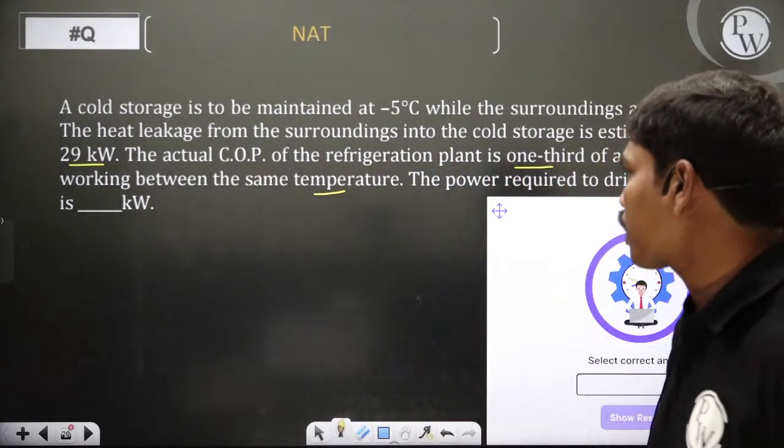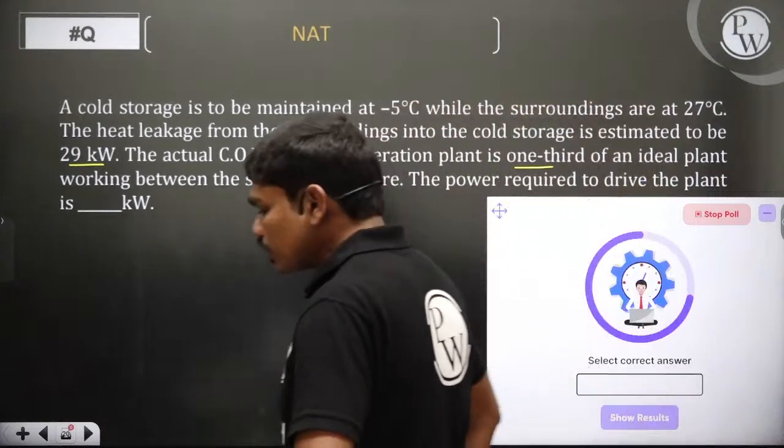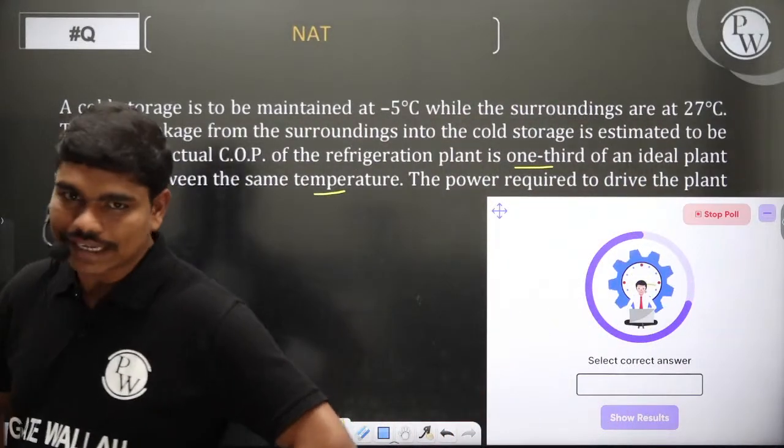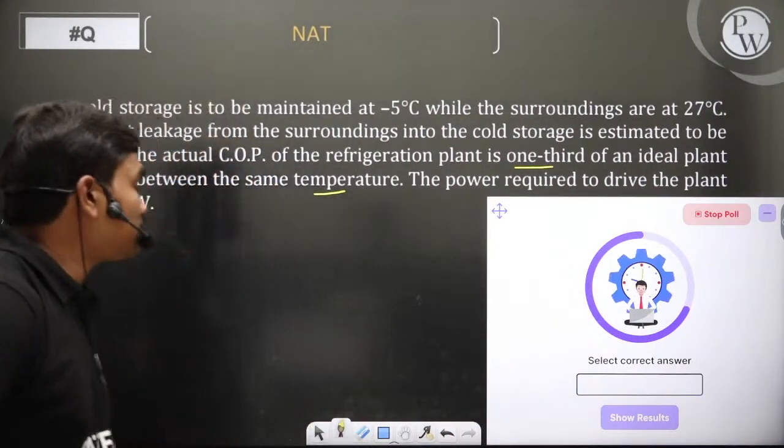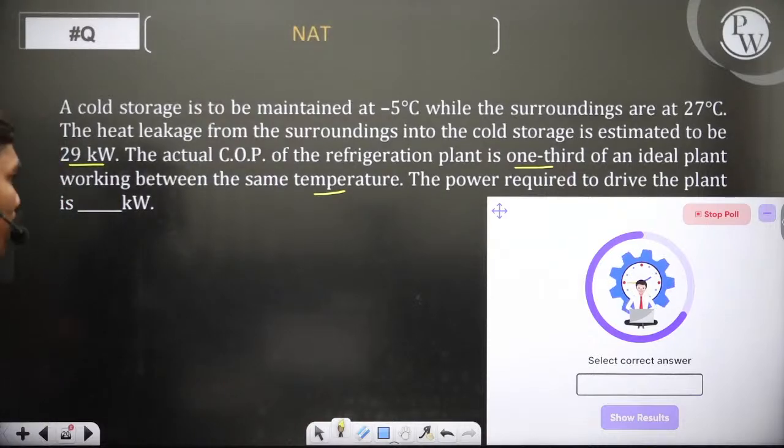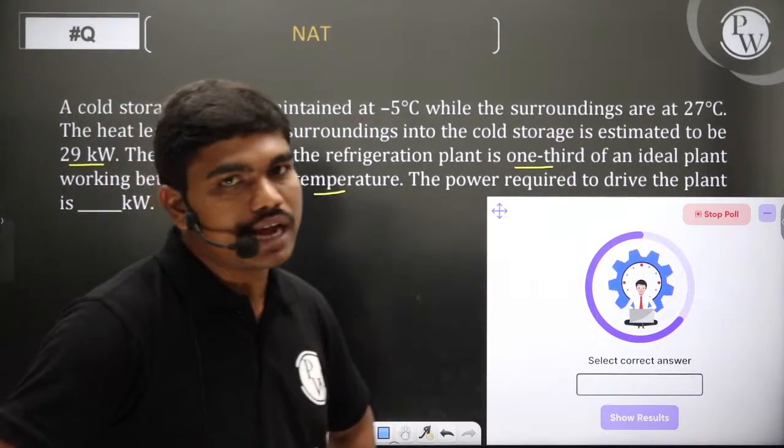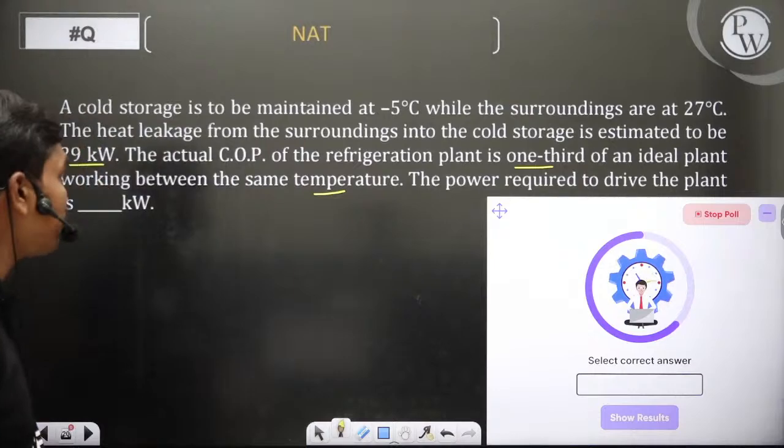There's a cold storage which is maintained at minus 5, and the outside atmosphere is also there. Heat leakage from outside to the inside space is 29 kilowatts. The COP of the plant is 1/3 of the ideal plant COP. So what is the power required to drive the plant?